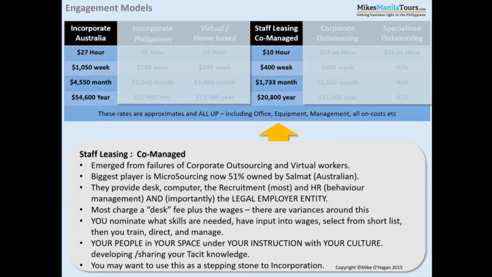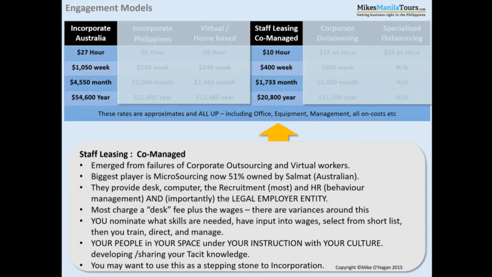So most of them charge a desk fee of X number of dollars plus X number of dollars per month for wages. There are variances around that, but quite often you'll find they charge a desk fee and then there's some wages around that. You nominate what skills are needed, you have input into wages, you select from a short list, you then train them, you direct them, and they manage them.